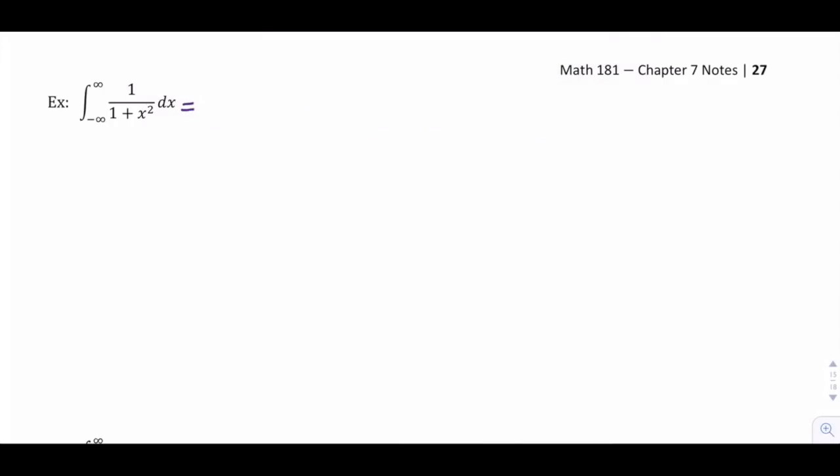We can split this at any value in between negative infinity and infinity. One spot that most people like to use is 0. So we would split this up into the integral from negative infinity to 0 of 1 divided by 1 plus x squared dx plus the integral from 0 to infinity of 1 divided by 1 plus x squared dx.